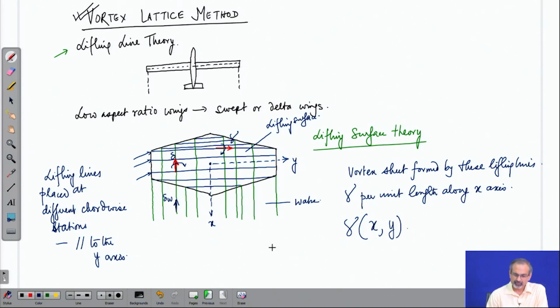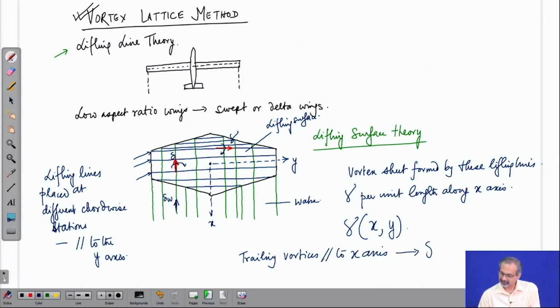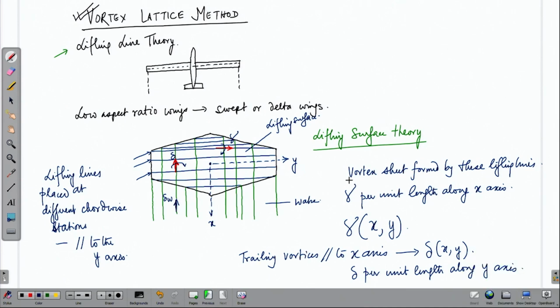In a similar manner, we can define the other family which are parallel to the x axis. So, the other family comprises of what? They comprise of the trailing vortices, which are parallel to the x axis, and you can put similar arguments to say that they are functions of x and y, and the strength delta is per unit length along the y axis. So, this is how we define the vortex sheets formed by the lifting lines and by the trailing vortices, giving you the gamma and delta distribution.